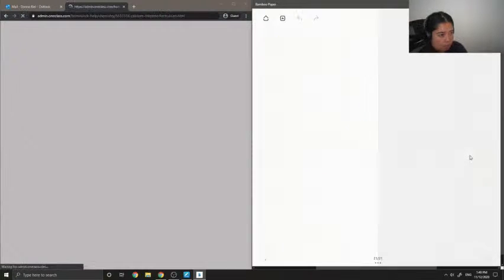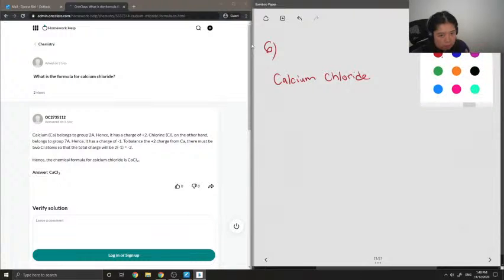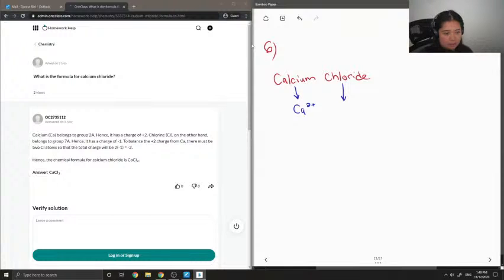Okay, so moving on to question 6. What is the formula for calcium chloride? So first, let's break it down into their ions. So the calcium ion is Ca2+, and the chloride or chlorine ion is Cl-.